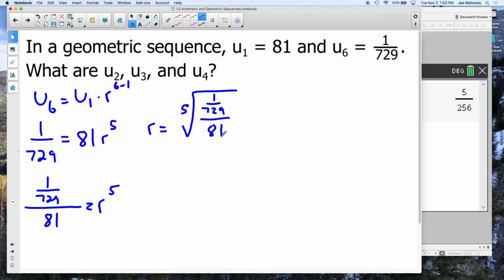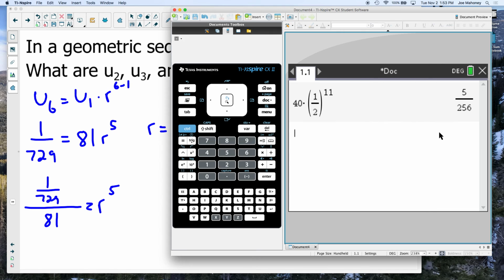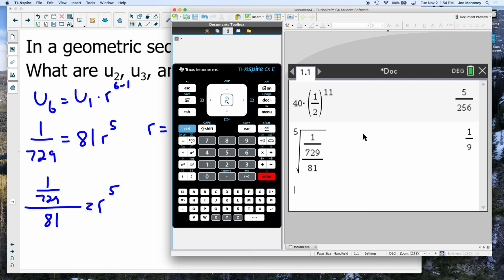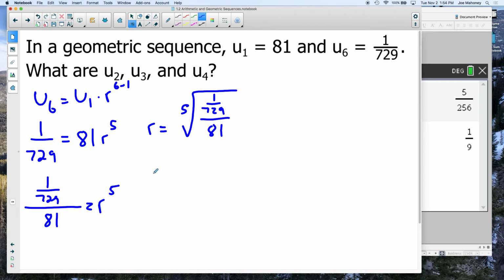Like I said, that's a calculator thing. Let's go to our calculator and do that. On here, I want to press Control and then the caret button to get my root key. And I want the fifth root of, and just to help me out a little bit, I'm going to use the fraction template as well. I'm going to do 1 divided by 729. There's my numerator. And I'm going to divide that by 81. That's my denominator. So that gives me an r value of 1/9. All right, so r equals 1/9.